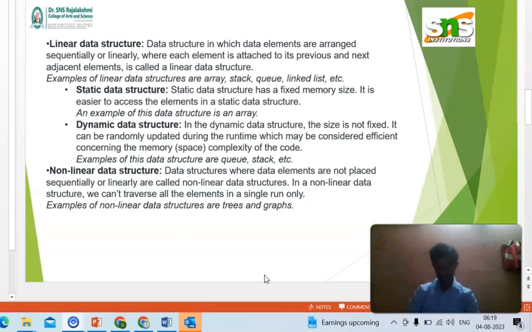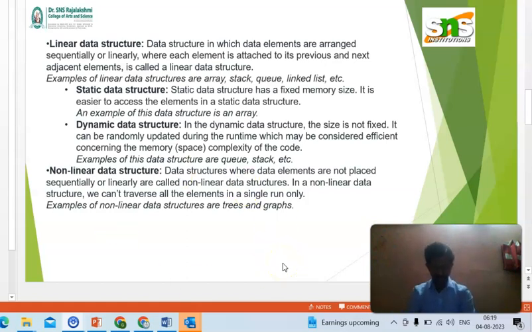Next, we will see the static data structure. What is meant by a static data structure? A static data structure has a fixed memory size, so it is easier to access its elements. Static means constant, so it cannot change over a period of time. With a fixed memory size, we have surety of how much data it can hold, so we get easy access to the elements. An array is an example of a static data structure.